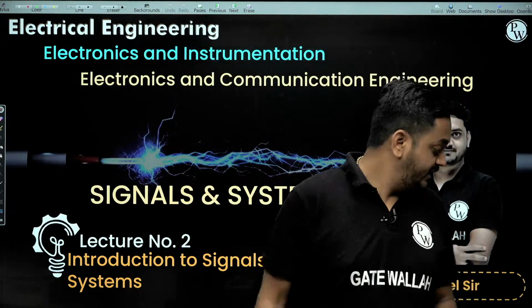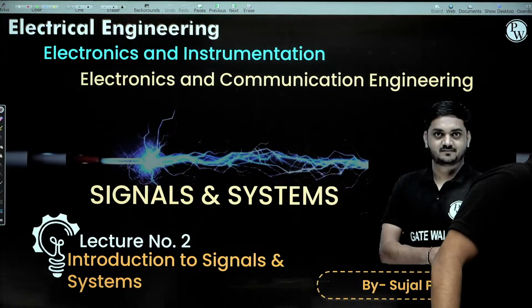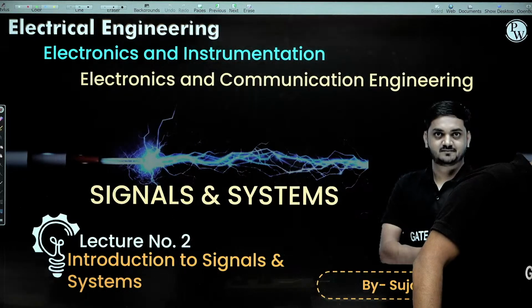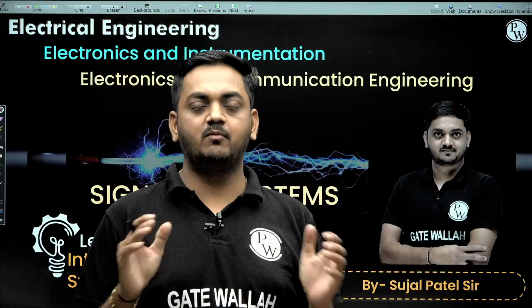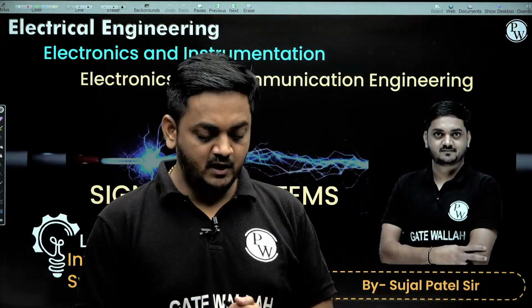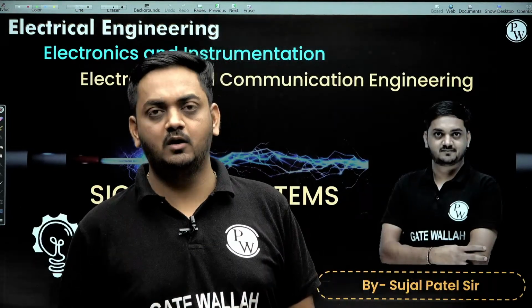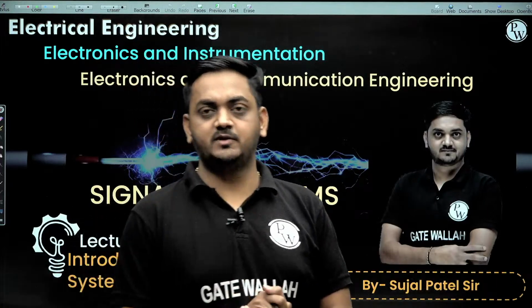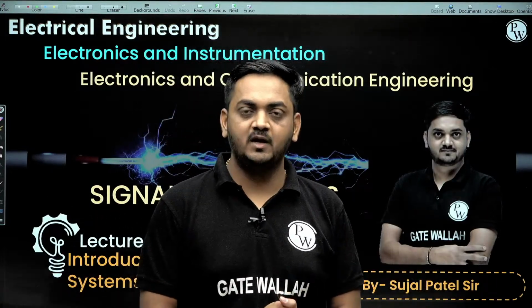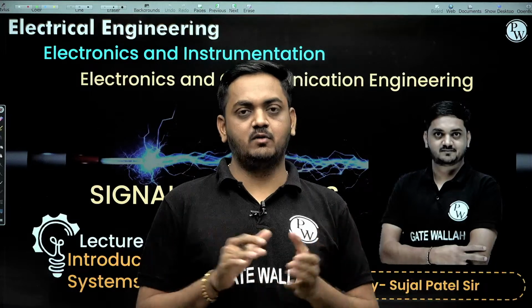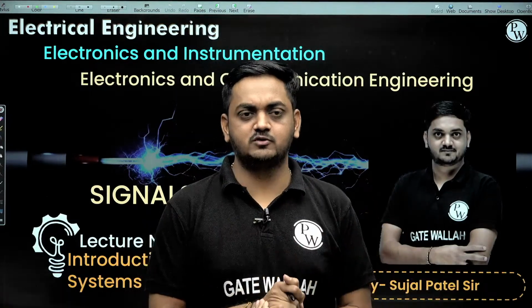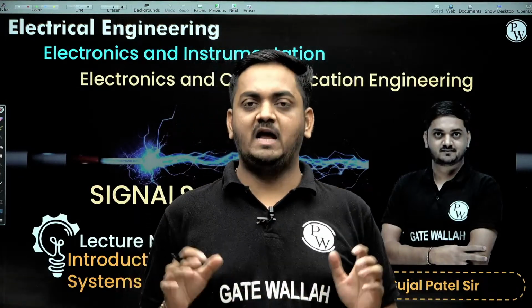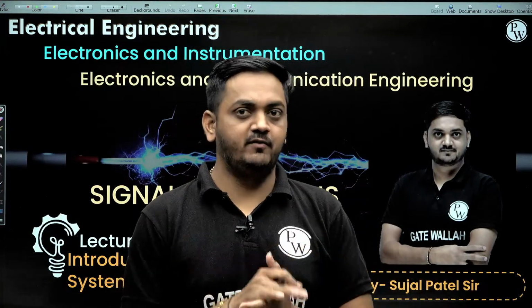Okay, so we are studying signals and system in comprehensive manner. We completed only lecture number 1, in which we have seen the basic syllabus of GATE for signals and system, and we started chapter number 1, introduction to signals and system, in which we have seen the basic definition of signal, then types of signal based on nature of the variables.